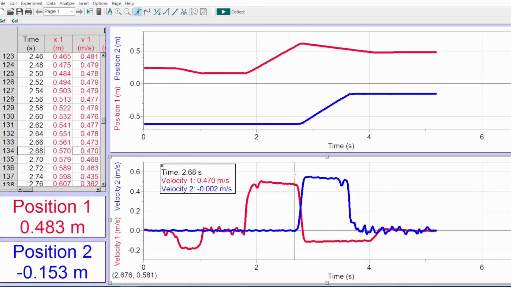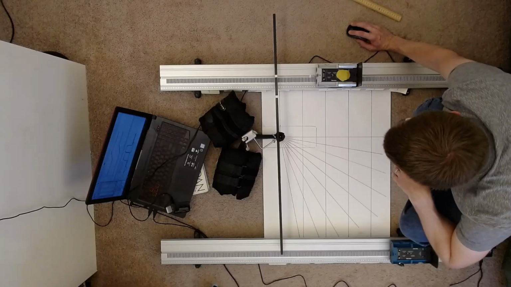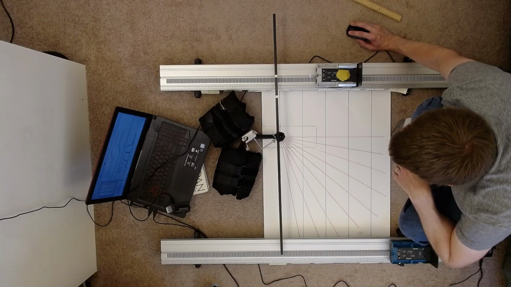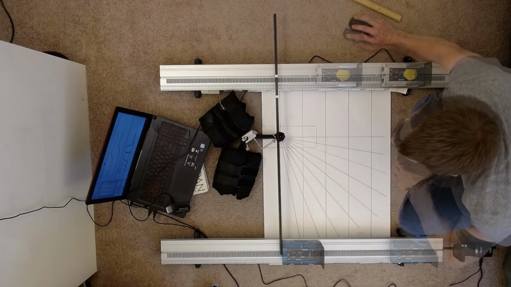So just before the collision, as close before the collision as we can get, velocity 1 is 0.468 meters per second. Velocity 2 is essentially 0. Afterwards, well, now we've got velocity 1 is rebounding in the opposite direction at negative 0.114 meters per second. Velocity 2 is 0.548 meters per second. So that's our first data run, but let's do another trial.